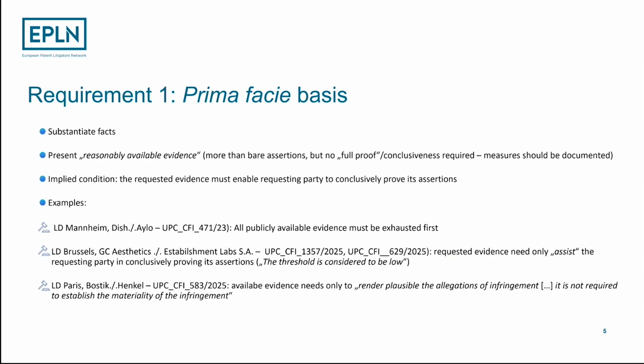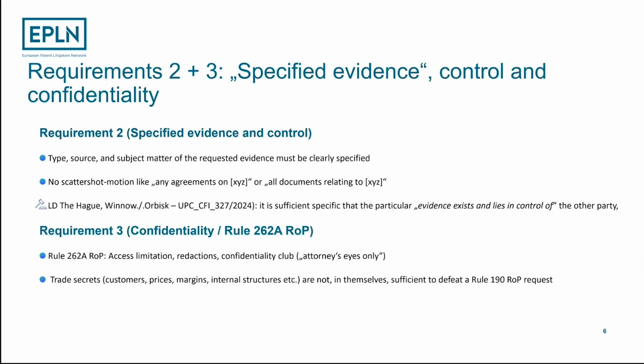The second requirement is that the requested evidence must be specified and it must be under the control of the opposing party or a third party. That means shotgun or scattershot-like motions, like any documents relating to all agreements on XYZ and so on, are not sufficient. But it's on the other hand enough that you prove that this evidence existed or exists and is within the control of the other party.